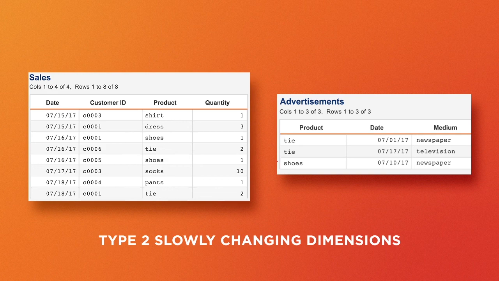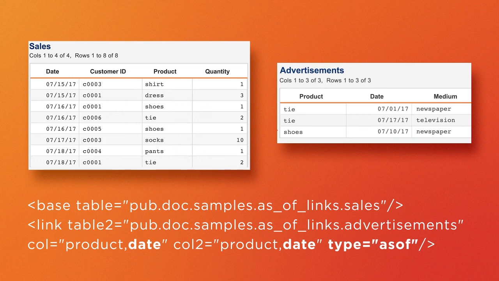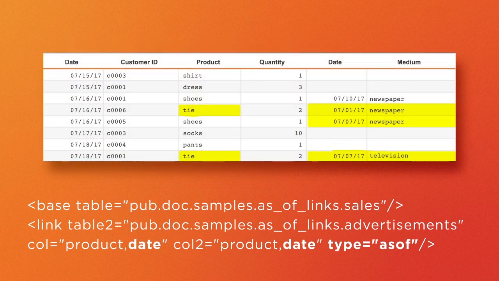We designate our link key columns, including an orderable time column, in this case date, used to determine which record is in effect at a given time. The foreign table must be sorted by this column for an as of link to work. Here we have the query for the as of link. We've added a type attribute of as of, and we included the time column as the last field in the link keys. The resulting table is shown here.